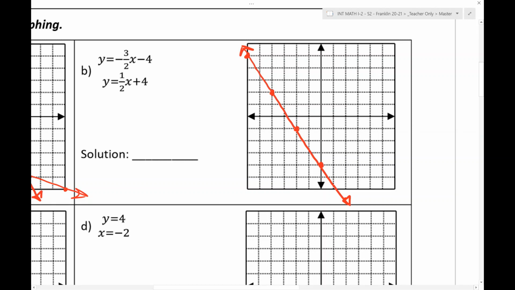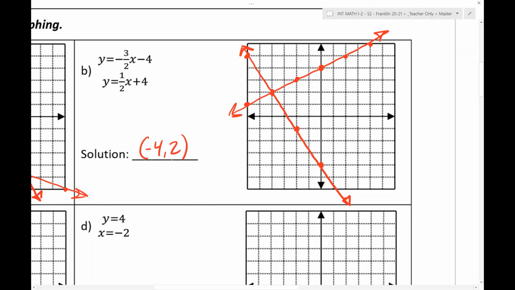And then we have 1/2 x plus 4, so start up at 4, up 1 over 2, or down 1, left 2. And here's the solution right there, which is the point negative 4, 2.